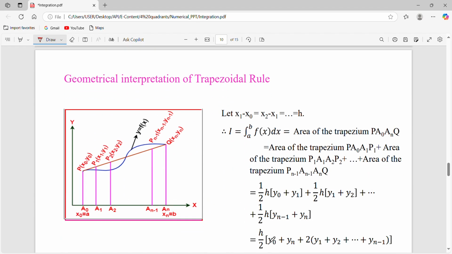Next is the geometrical interpretation of the trapezoidal rule. Here this is the integration from a to b of f(x) dx. Actually it represents the area of a trapezium. If you take a, this is your initial value x0, and this is your last value x1. The graph y equal to f(x) is replaced by a straight line, and this is equal to the area of the trapezium. That's why another name of the trapezoidal rule is the trapezium rule.